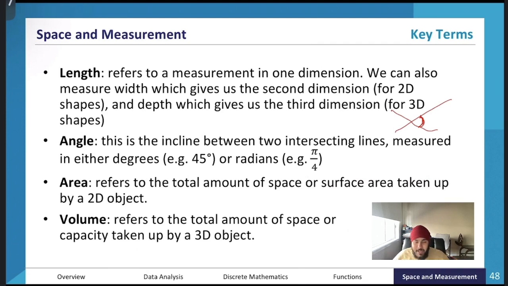Then we have area. Area is a measure of space in the second dimension. And then finally we have volume. Again, it's a measure of space, but this time in the third dimension.